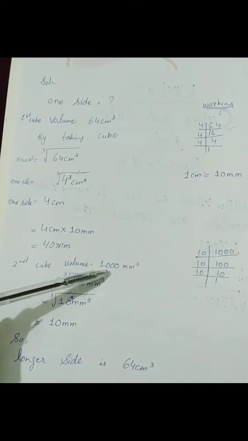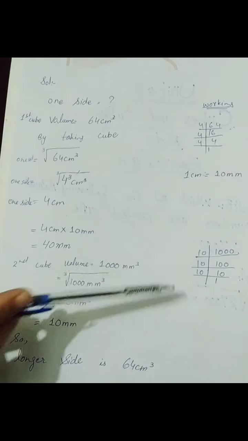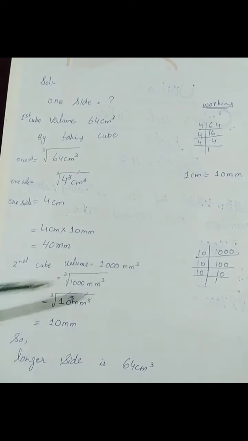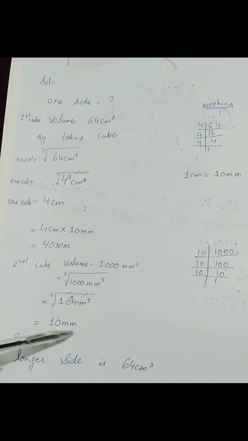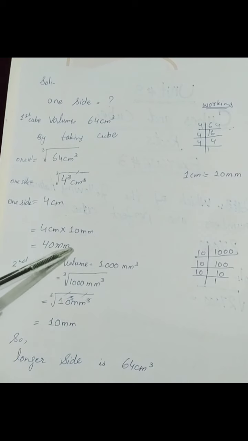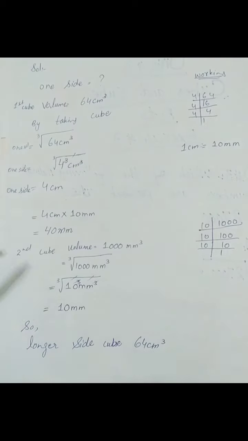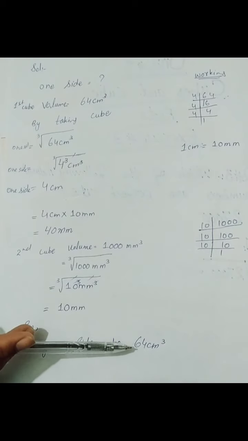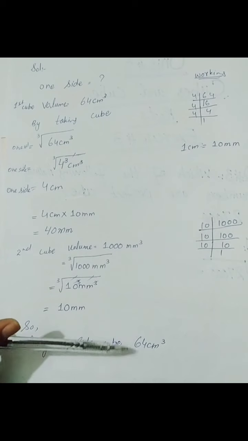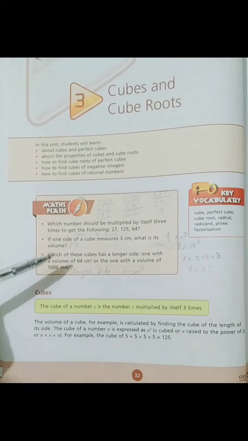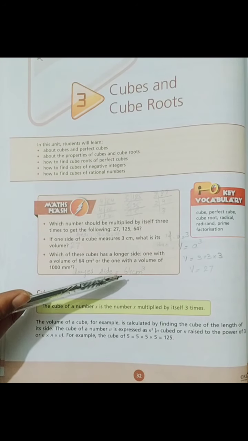It means that one side of the first cube is 40 millimeters, and the second cube has volume 1000 millimeter cubed. So similarly we factorize 1000 and get 10 cubed, cancelled with the cube root, and we have 10 millimeters. It means that the first cube has one side equal to 40 millimeters and the second cube has a side of 10 millimeters. So the cube with the longer side is the one with volume 64 centimeter cubed. So 64 centimeter cubed is the answer.